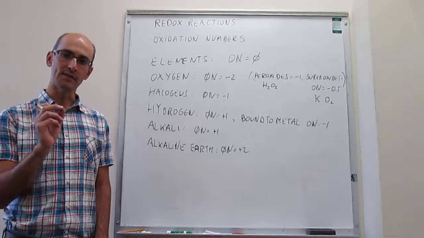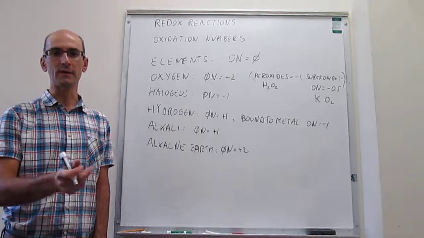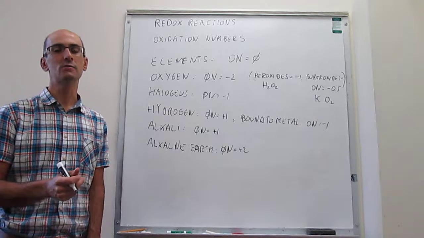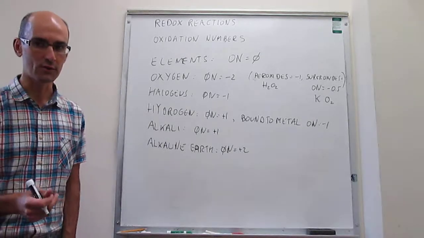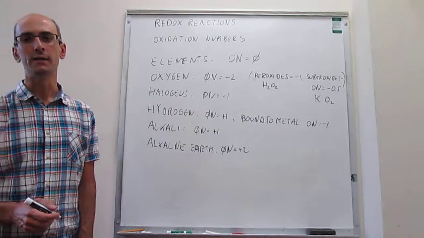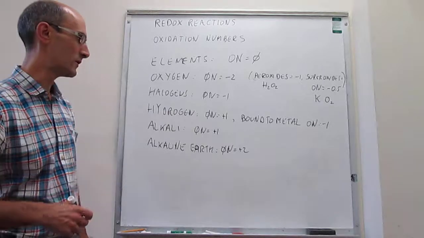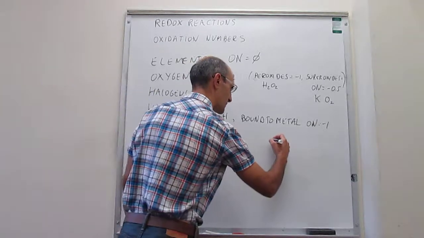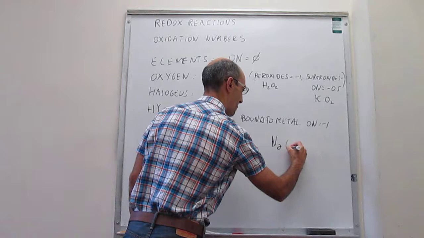Again, the sum of the oxidation numbers multiplied by the stoichiometric coefficients has to be identical to the charge of that compound. I'm not going to write this rule here, but we're going to see it play out in the examples that we're going to be doing here. Let's do a couple of examples to solidify these rules.